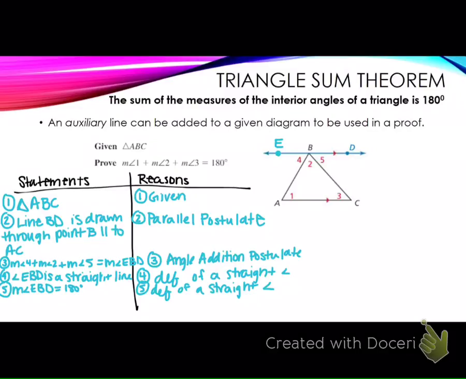All right. Which means that the measure of angle 4 plus the measure of angle 2 plus the measure of angle 5 equals how many degrees? What is it? 180.